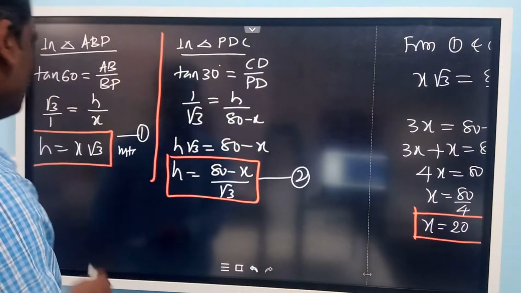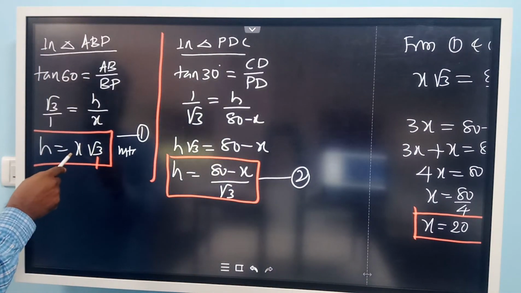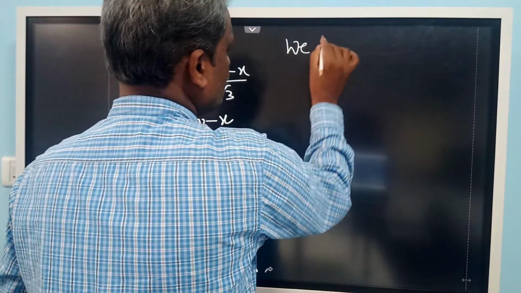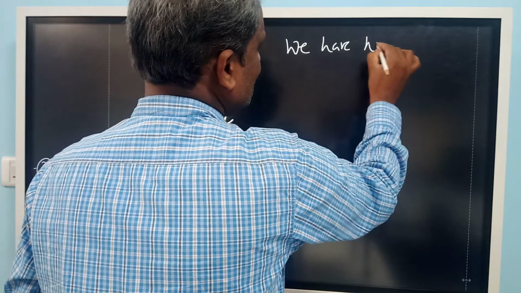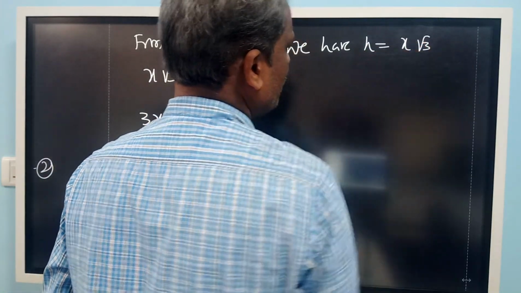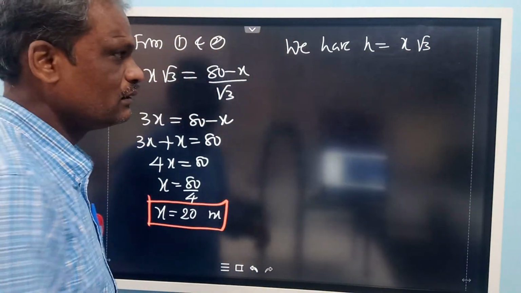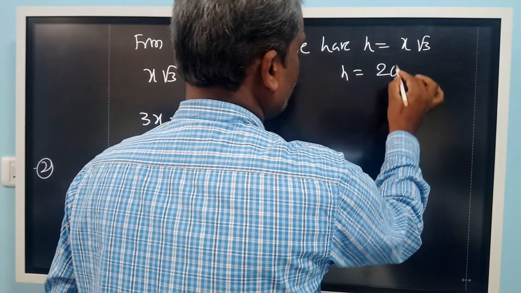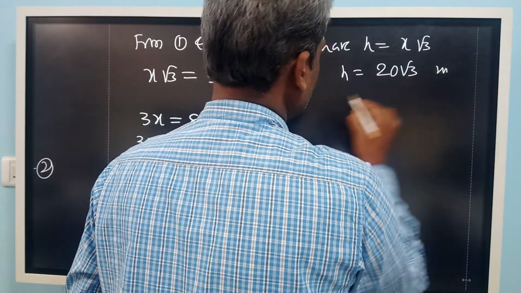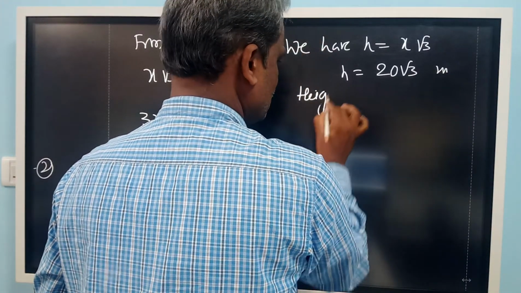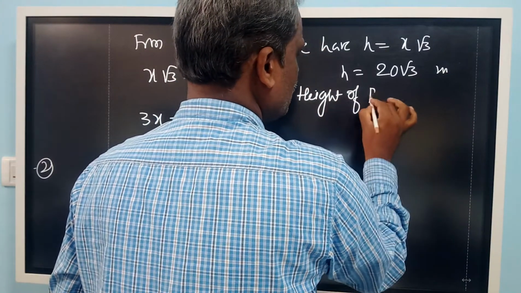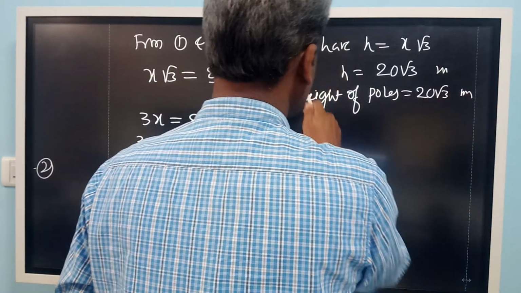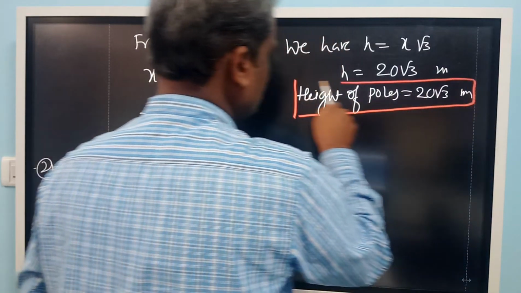First we need to find the H value. H is equal to x root 3, from equation 1. So H is equal to the x value you got, 20 root 3 meters. So the height of the poles is equal to 20 root 3 meters. So this is the answer to the first question.